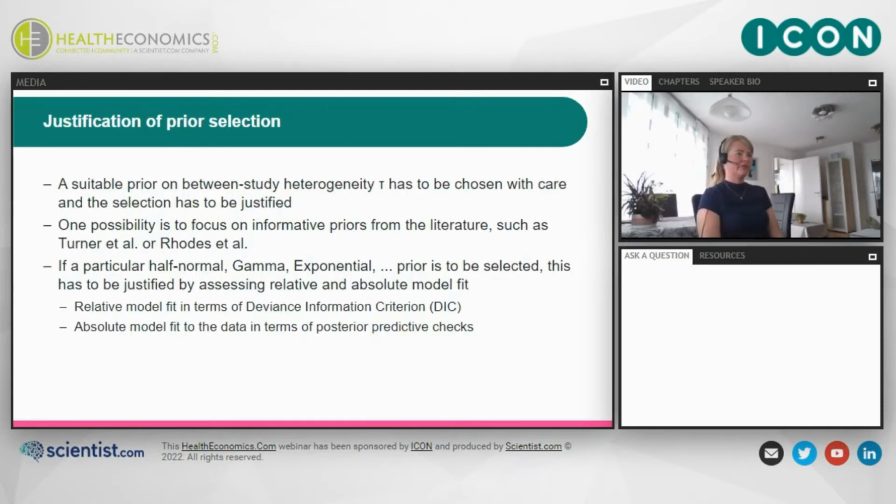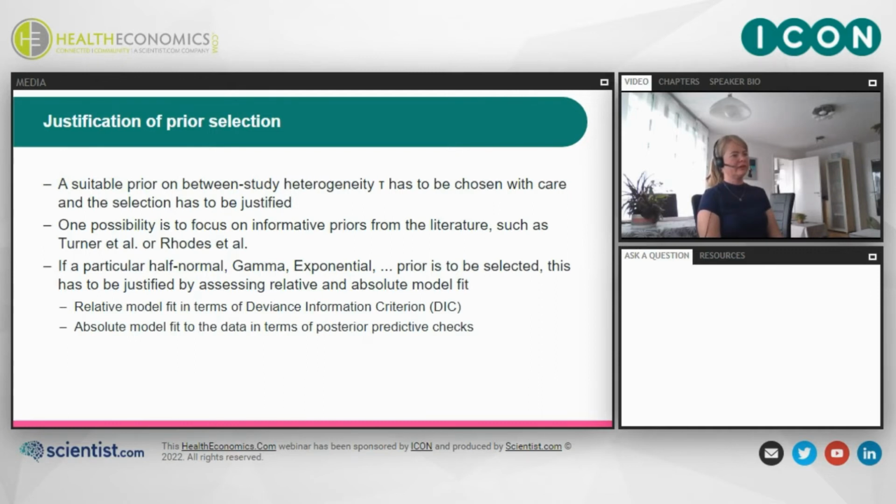And of course, we cannot just choose the prior by saying, okay, I like this result, so I use this prior. We need justification for the prior selection. One possibility is always to use an informative prior from the literature following Turner et al. or Rhodes et al. But if we decide to use a weakly informative half-normal, gamma, exponential, or any other prior, we need to justify our choice.